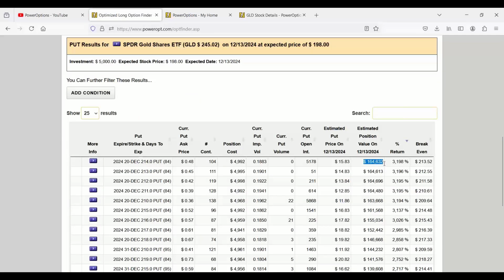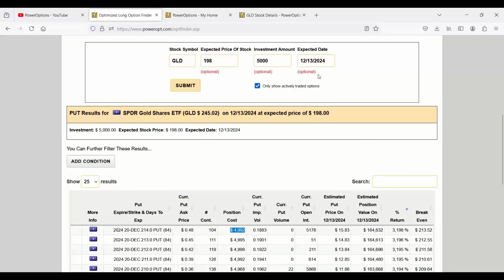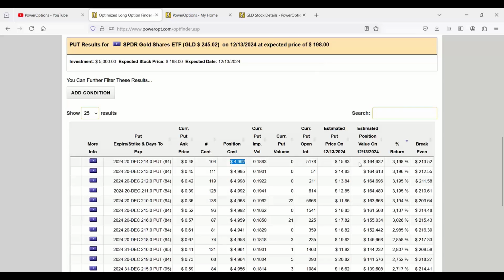And we'd be at 164. It costs us $5,000 now, roughly 104 contracts of the December 214 put. But if gold fell 20% by December 13th, 2024, we had $1 million invested in physical gold. We'd lose $200,000 with that 20% decline. Our value would now be $800,000 with a $5,000 investment. We've hedged it by almost, what would that be? I'm sorry, it'd be about 18%, right? 19%.